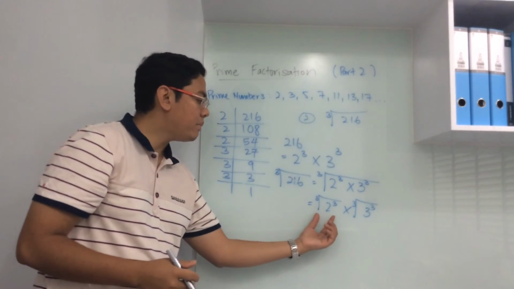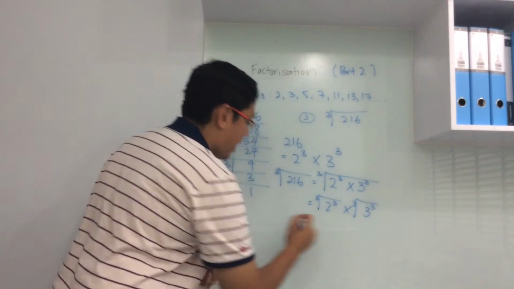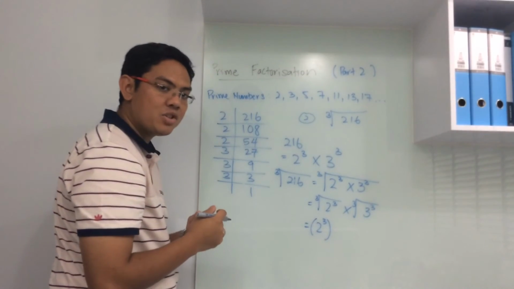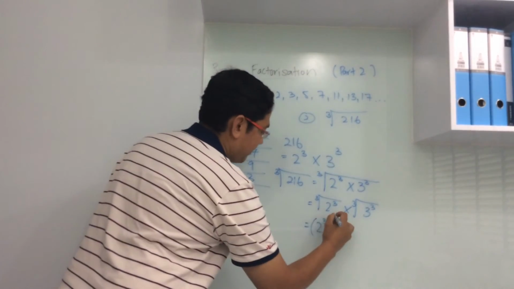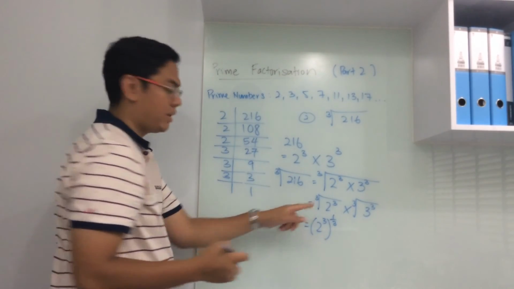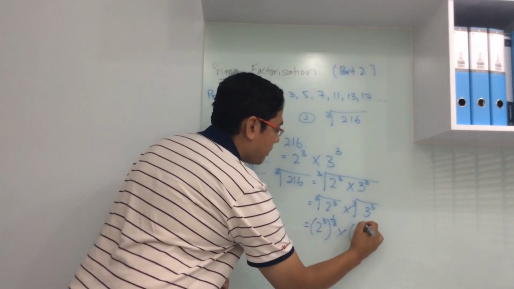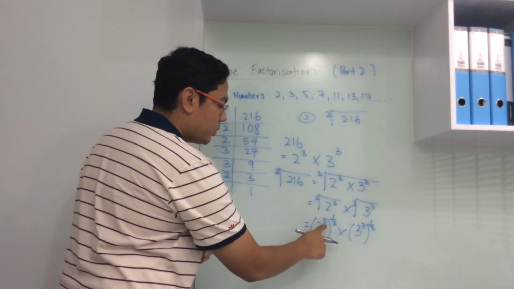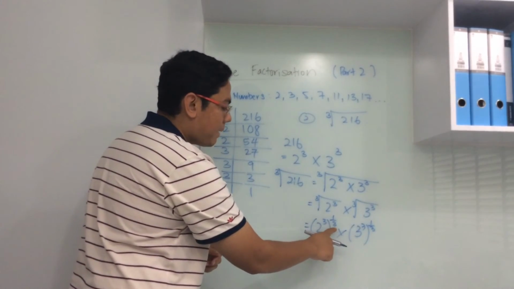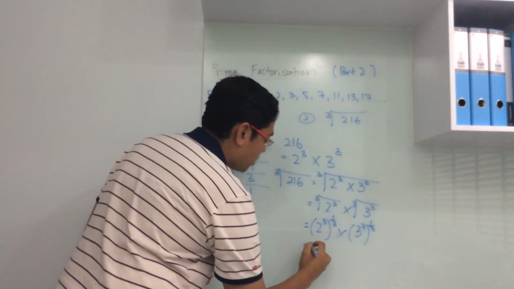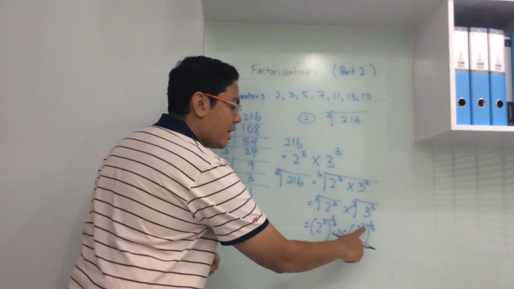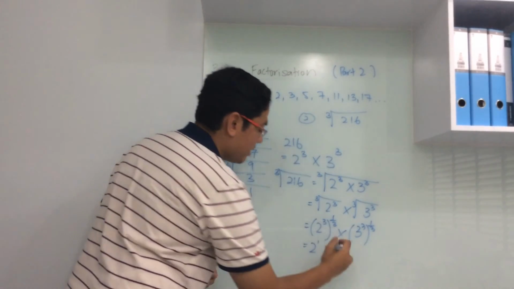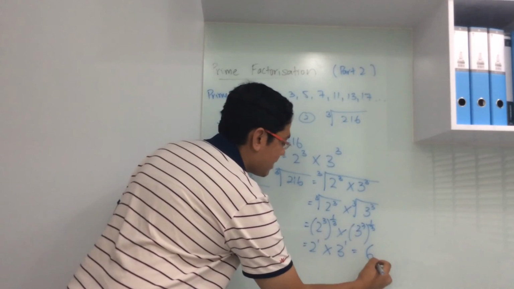Again, how do I remove the cube root? I open up the bracket, 2 power 3, and this time it should be index 1/3, right? Because this is cube root, multiplied by 3 power 3, again to the power 1/3. So what do you get? In this case 3 multiplied by 1/3 gives you 1. So 2 power 1 multiplied by 3 power 3, and this 3 multiplied by 1/3 gives you 1. So 3 power 1, which will give you 6.